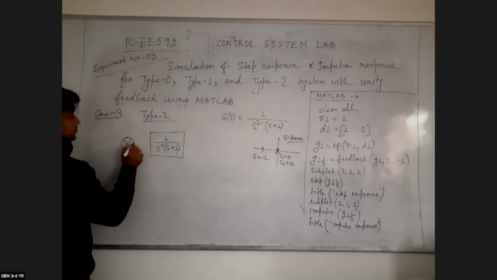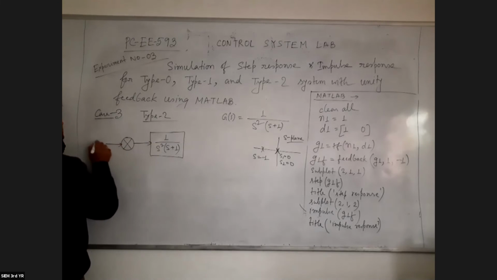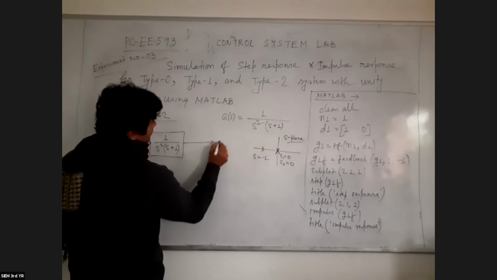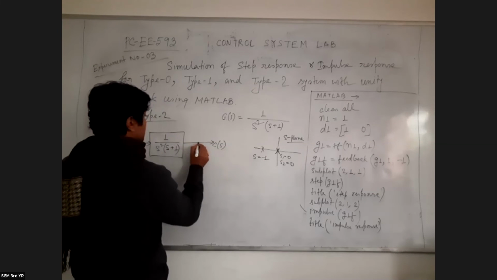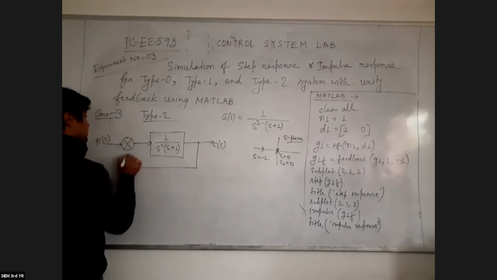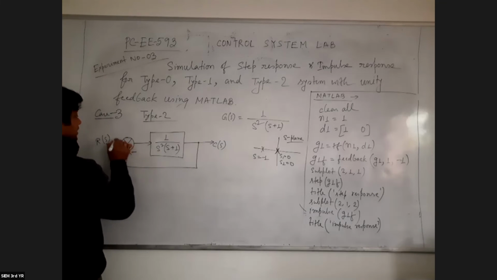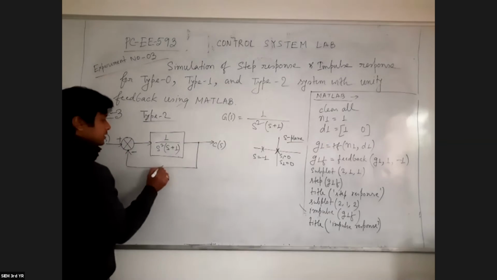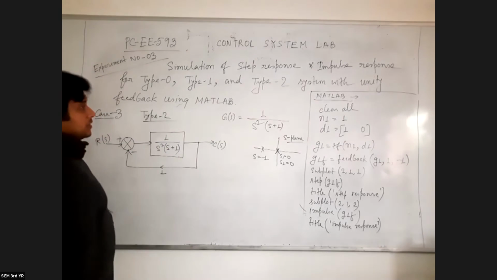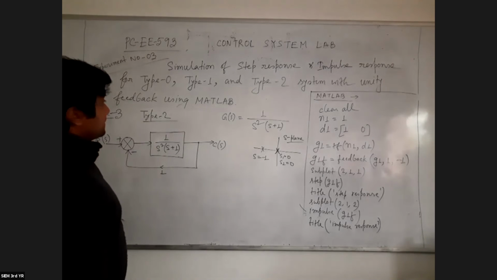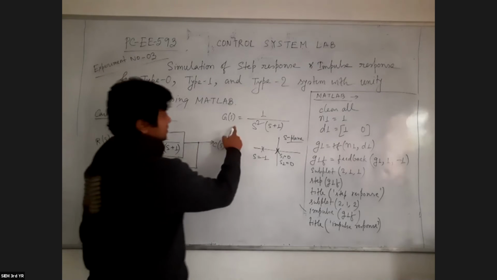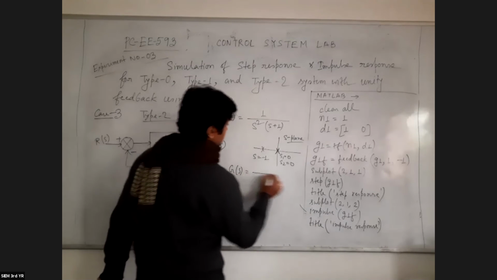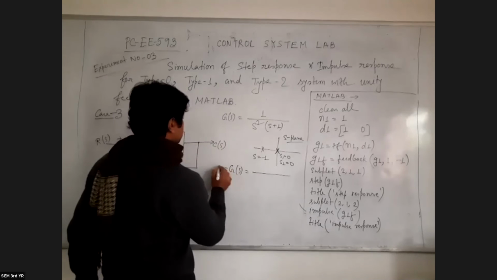This is a comparator. The input is R(s). This is C(s). And with the unity feedback as per the problem, the value is 1. So you see G(s) is nothing but G1.